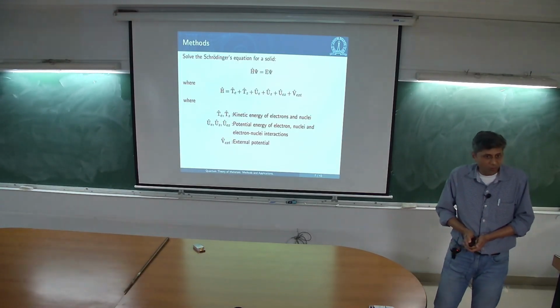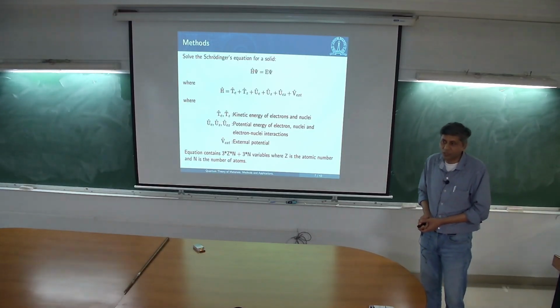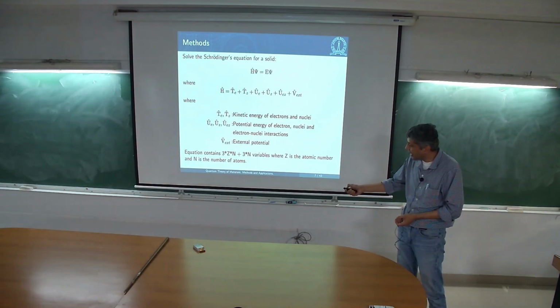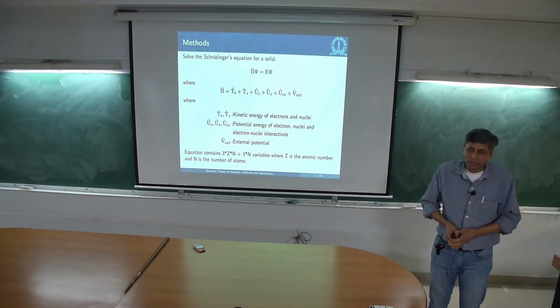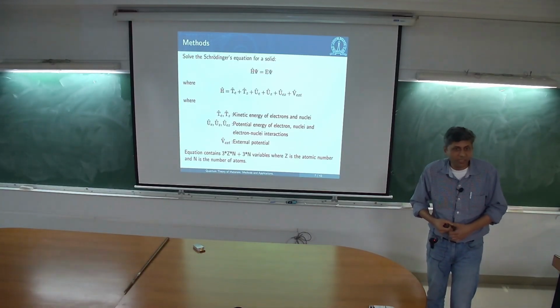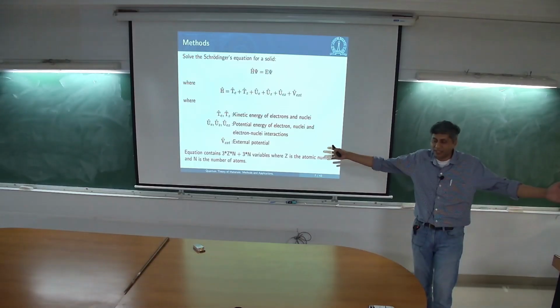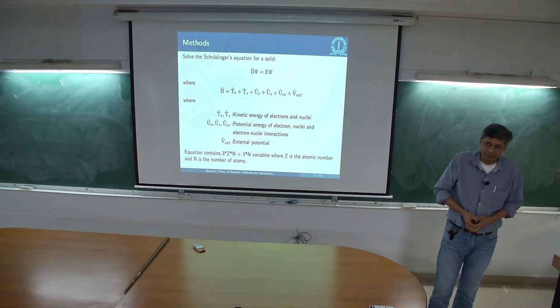Except before we solve it, let's just think about how many variables there are in this equation, and you realize this is a hopeless task, right? This equation contains 3ZN plus 3N variables, where N is the number of atoms in the system and Z is the atomic number. A typical solid has an Avogadro number of atoms, and you start thinking to yourself, wait, this is the number of variables in psi. So clearly this is an impossible task, right?